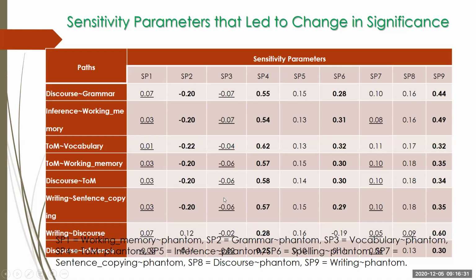Now you can see the last one here is one of the ones that was larger. The sensitivity for SP9 is writing on phantom, so it's the direct effect from the phantom variable on writing. And for the results of the analysis to change, you would need strong effects of the phantom variable on writing.